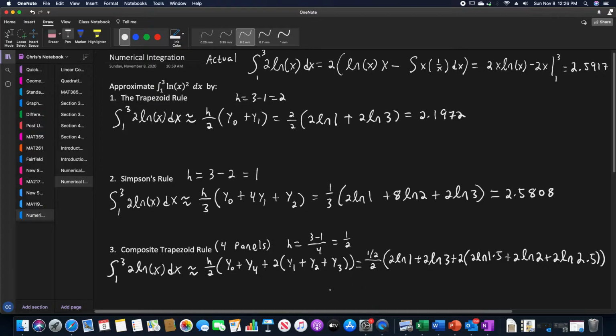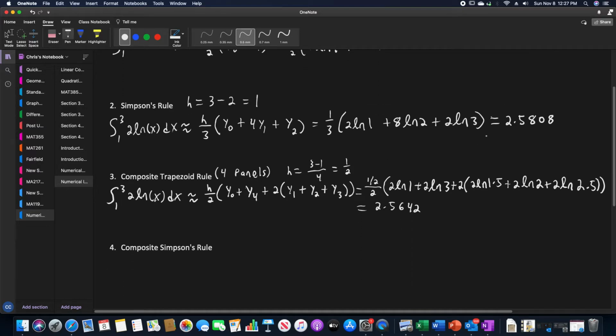If we put this entire thing into the calculator, we would get an answer of about 2.5642, which is not as good of an approximation as the Simpson's rule here, but closer than the regular trapezoid rule, and a decent approximation of the actual answer. We now have the Composite Simpson's rule. Again, we are going to use 4 panels.